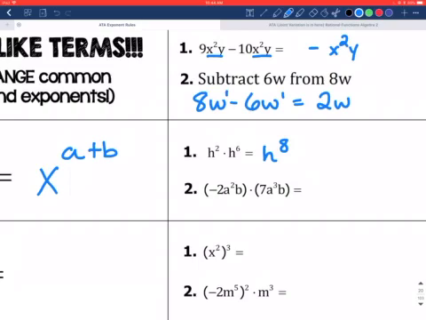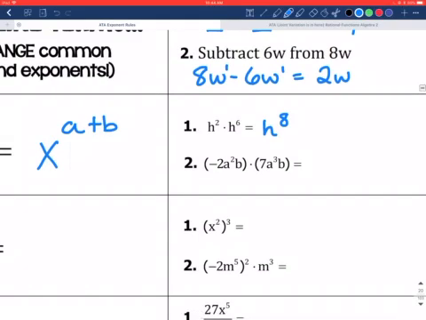Now those are exponents. When you have coefficients, you just multiply them like usual. Negative 2 times 7 will give us a negative 14. And then for our exponents, we will add those. So we have a squared and a to the 3rd. That'll give me a to the 5th. And b to the 1st and b to the 1st, that will give me b to the 2nd. That's one mistake that I see a lot of people make.